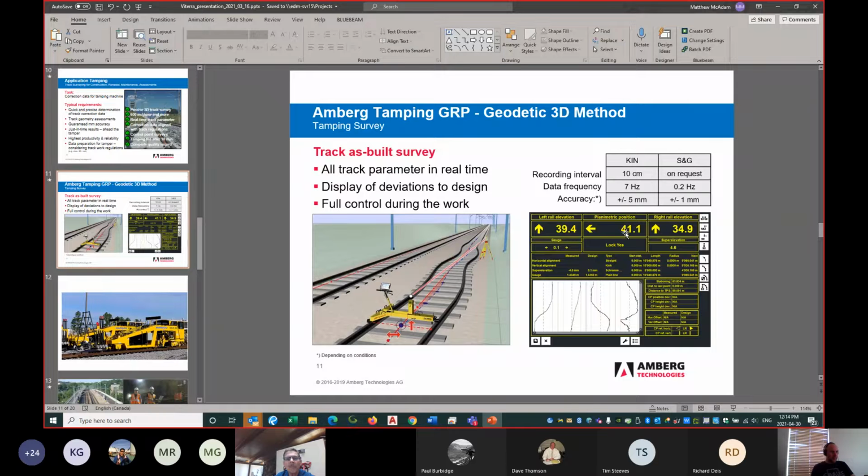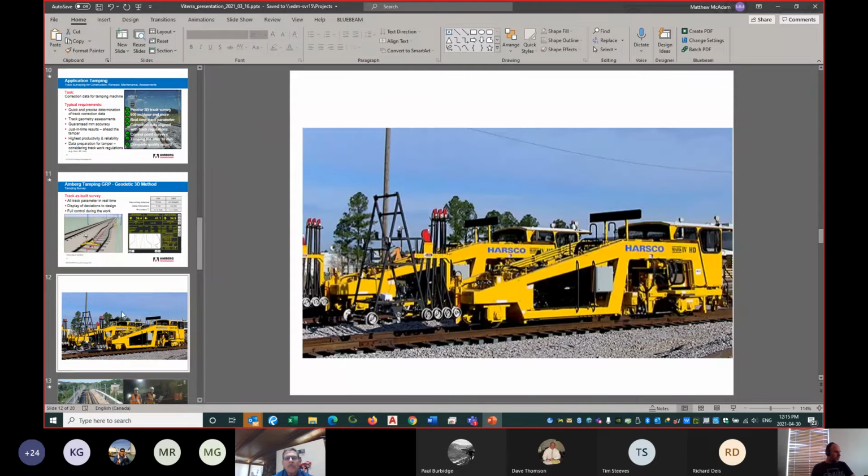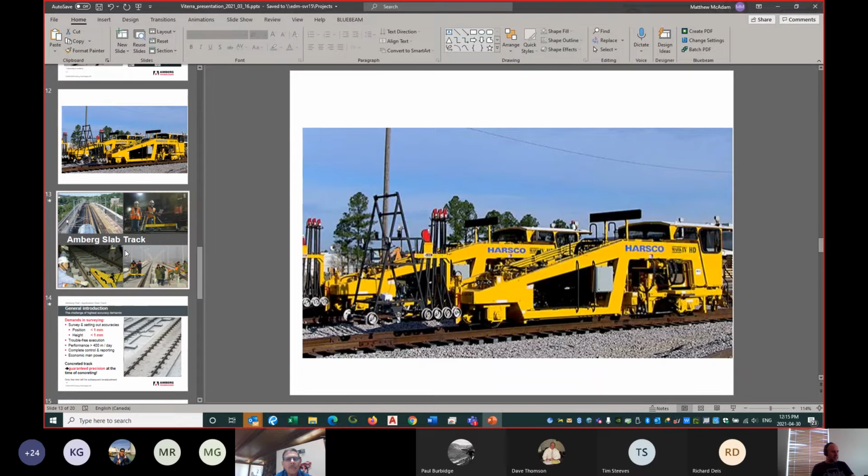So all the calculations are there. Instead of making a measurement, going back, making a calculation, then coming back and telling them you need to move it this much this way, move it this much that way, you have all this information in real time, which greatly increases the productivity. Here's just an image of your Plasser tamping machine. It's hard to see, but the tamping machine is going to grab that rail and lift it and move it and shake it to get it into the right position.